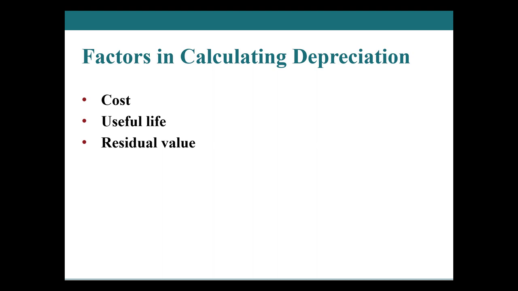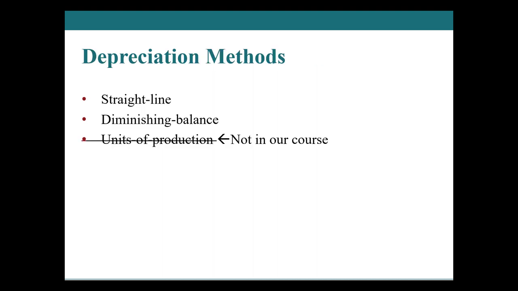All right, so these are three different cost classifications, and we're going to be using them in different ways in subsequent calculations. We have three main types of depreciation methods in this course: straight line, diminishing balance, and units of production. You will see units of production in your textbook, however, we will not be calculating that in our course. Rather, we are going to be looking at straight line and diminishing balance items. Let's take a look at some examples.